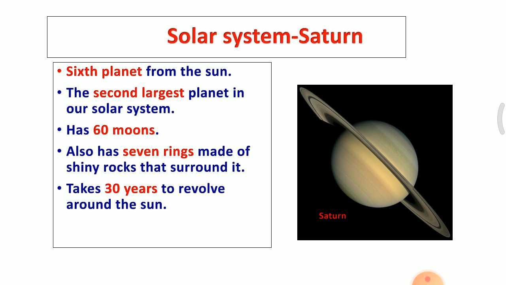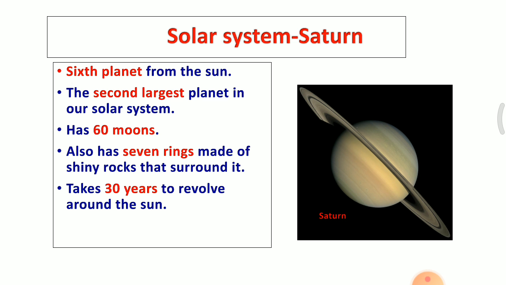The next planet of the solar system is Saturn. The sixth planet from the sun is called Saturn, the second largest planet in our solar system. It has 60 moons, and also has 7 rings made up of shiny rocks that surround it. It takes 30 years to revolve around the sun.